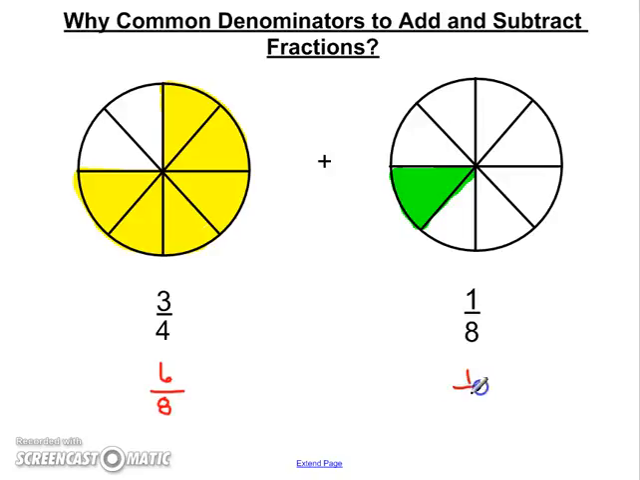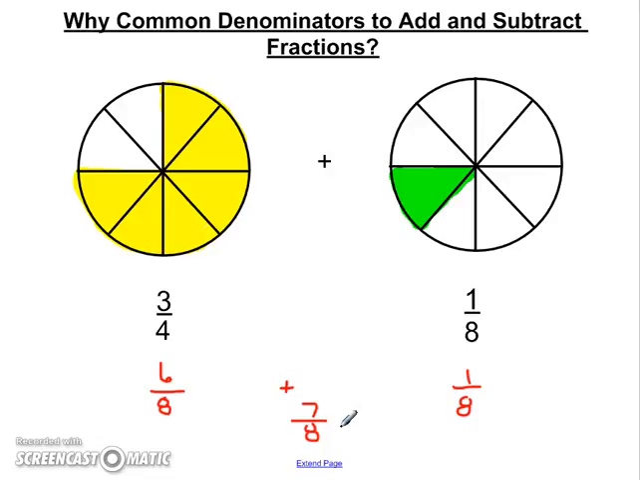I still have my 1/8 there, and the important part of this is these wedge slices are the same size as the wedge slices over here, and therefore I am putting together the same size pieces. And so I now have 7 1/8 size pieces when I put them together.